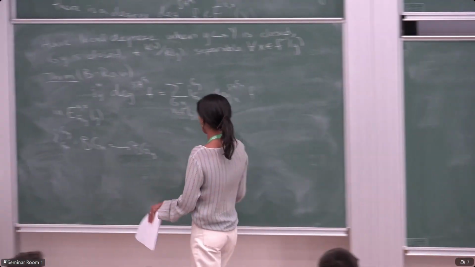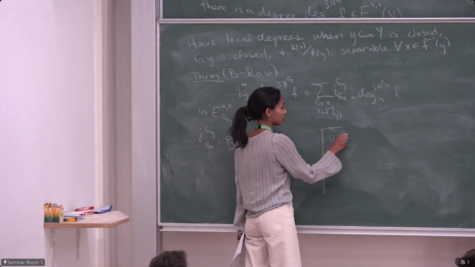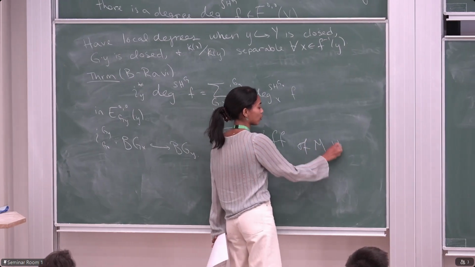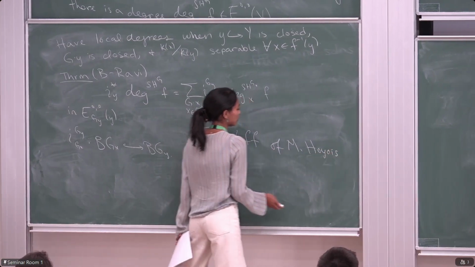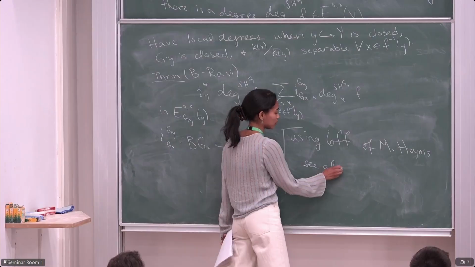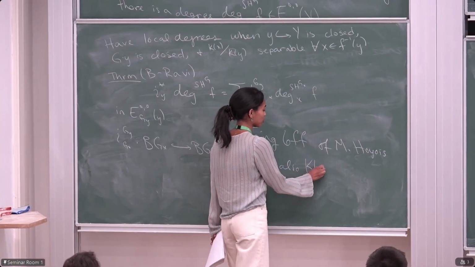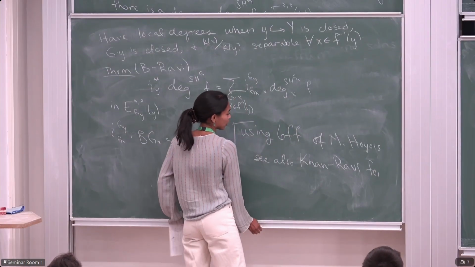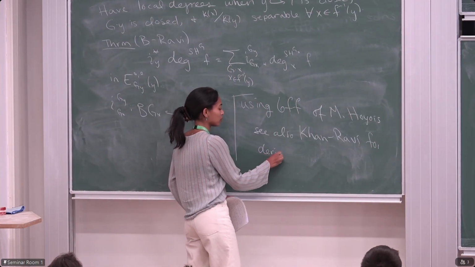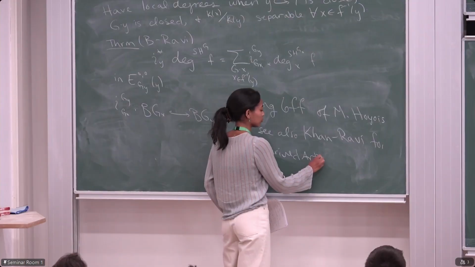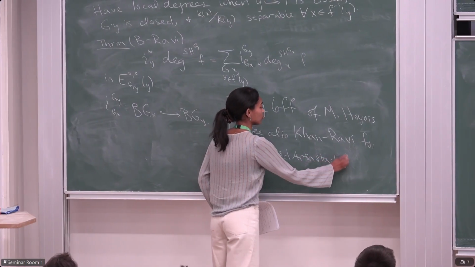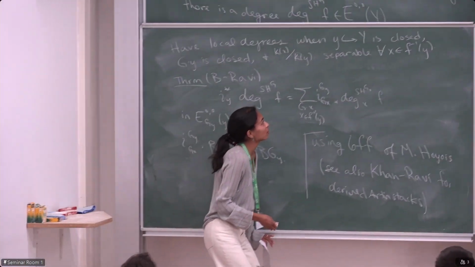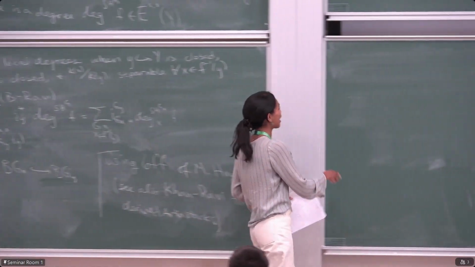Maybe I'll just say this is like using the six-functor formalism of Hoyois. See also the six-functor formalism by Khan and Rabi for derived Artin stacks. But we don't need that for this. That's just like promoting my friends. Okay.